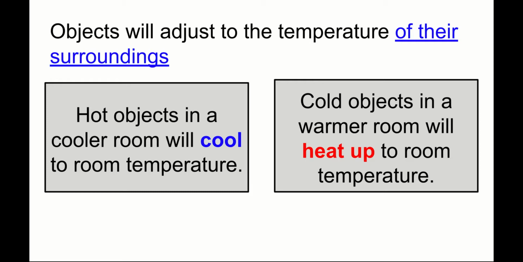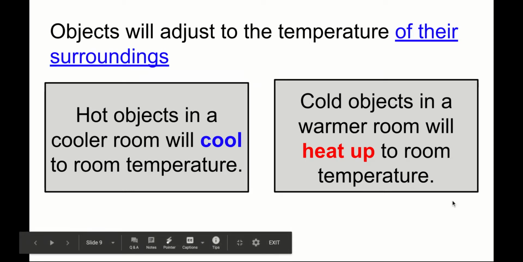On the other hand, cold objects in a warmer room are going to heat up to room temperature. So if you had like a bottle of water in the fridge where it was cold and then you set it out on your kitchen counter, eventually the liquid in that bottle is going to heat up to room temperature. That's an example of heat transfer.